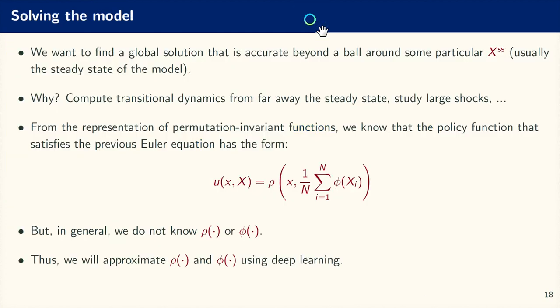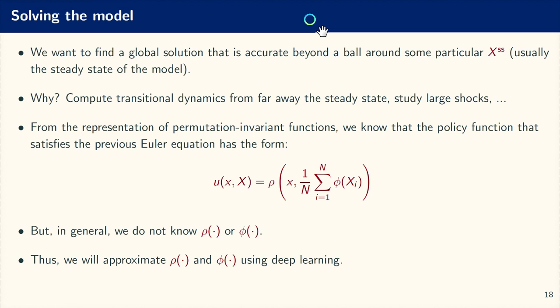Okay, so we want to find a global solution for the model, and we are going to set a high bar for ourselves because we don't want a solution that is accurate only around a point like the steady state. That's what you get when you are doing things like perturbation. We want solutions that are global in the sense that they capture well the behavior of the economy very far away from one particular point. Why? Because we may want to compute large transitional dynamics, because we want to compute the effects of large shocks, etc.